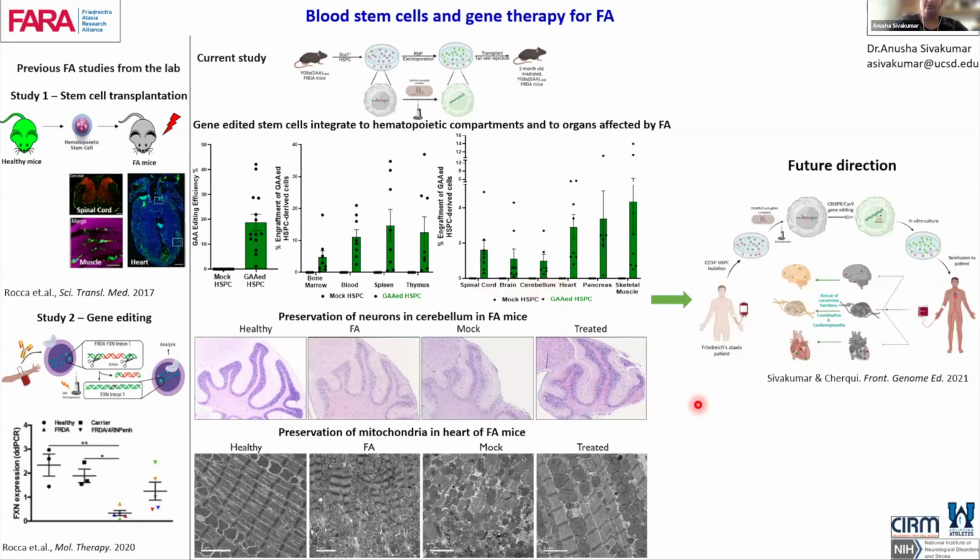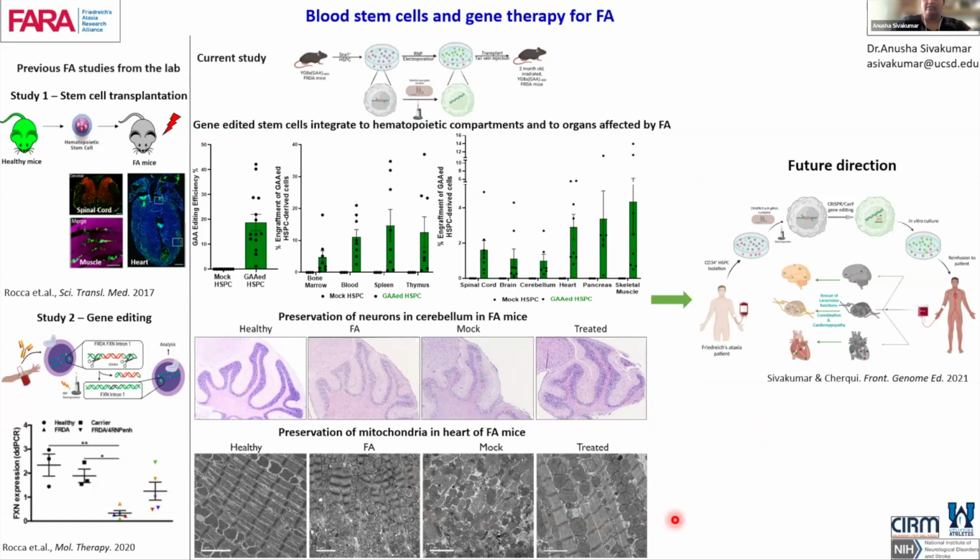And what we see down here are images of how the cerebellum would look in a Friedreich's ataxia mouse, where we have very significant loss of the neuronal numbers. We are looking at this purple stain over there. And when we did the treatment to these mice, where they received the gene-edited cells, we were able to retain a lot of the neuron numbers that were gradually getting lost in a FA mouse model.